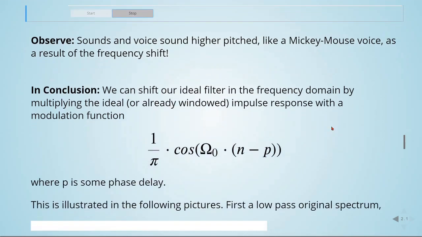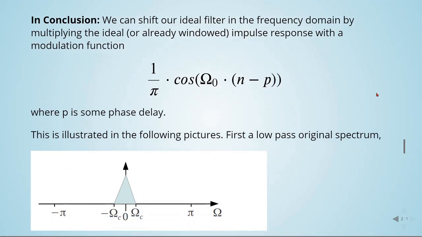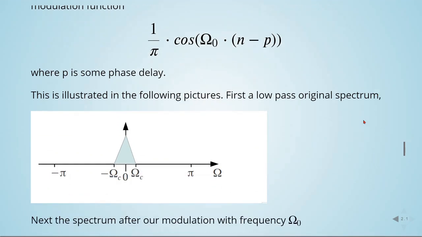So the conclusion is that we can shift our ideal filter in the frequency domain by multiplying the ideal or already windowed impulse response with a modulation function defined like this, for example, where P can be some phase delay. And this is illustrated in the following picture.